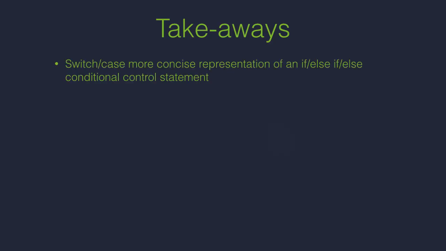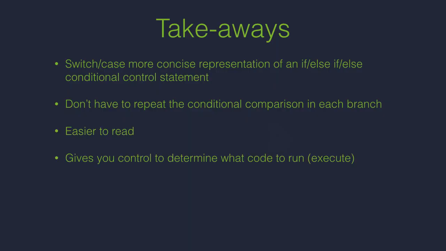What are the takeaways? The switch case is much more concise. It's a concise representation of a longer if, else conditional control statement. It's for those multi-state decision trees. We don't have to repeat the conditional comparison in each branch. Therefore, it's more concise, right? It's not as verbose. It's easier to read. It gives you control to determine what code to run and execute. Well, that's what branching does.